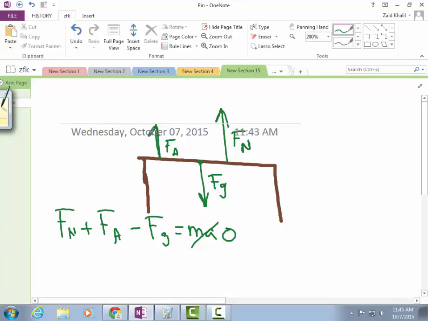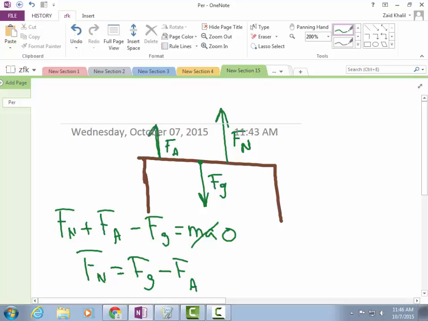solve for Fn. What do you get? Fn is equal to Fg minus Fa. So notice what happens if Fa equals the weight or slightly greater than the weight. If Fa exceeds the weight, what happens to the normal force? Well, be careful.